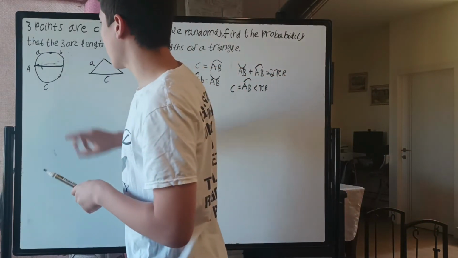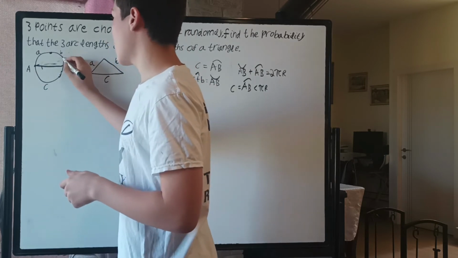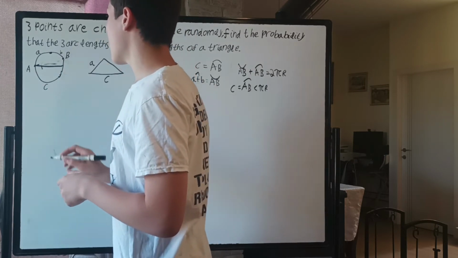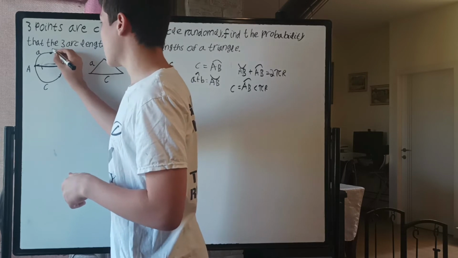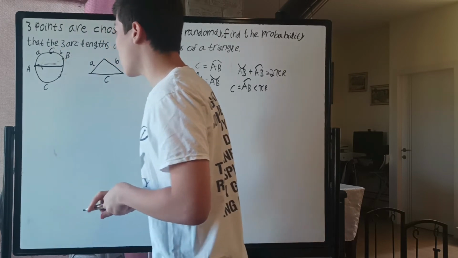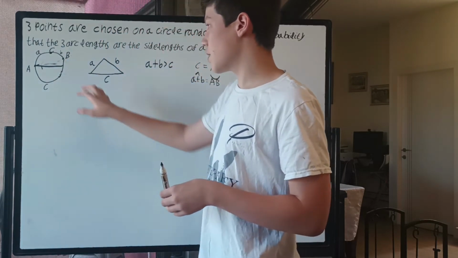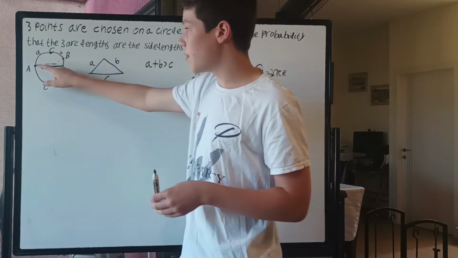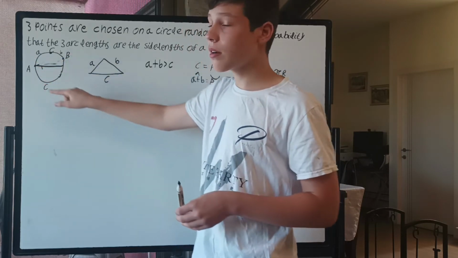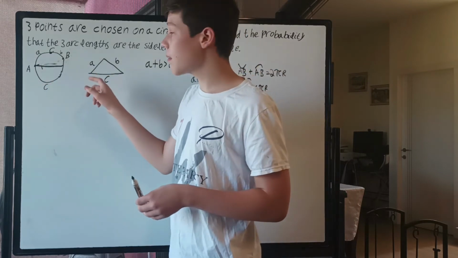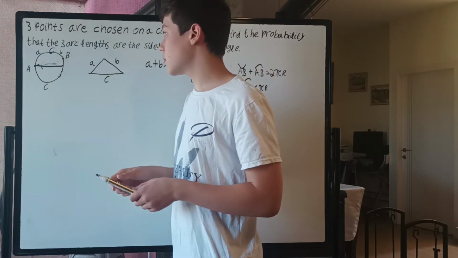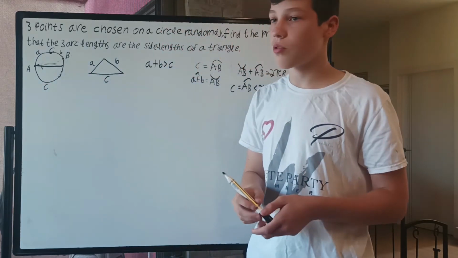But if, when we draw the diameter, both points, A, B, and call this point C, are on the same side, then this is obviously the longest arc, and it's bigger than pi r, which means that we cannot form a triangle.